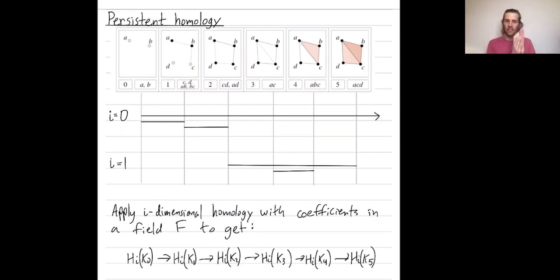So we have a sequence of vector spaces. Since we're taking homology in a field, each homology group is a vector space, and we have maps between the vector spaces. That's a persistence module. The thing drawn at the very bottom is a persistence module. And today we'll discuss how it breaks up into the intervals as drawn above.